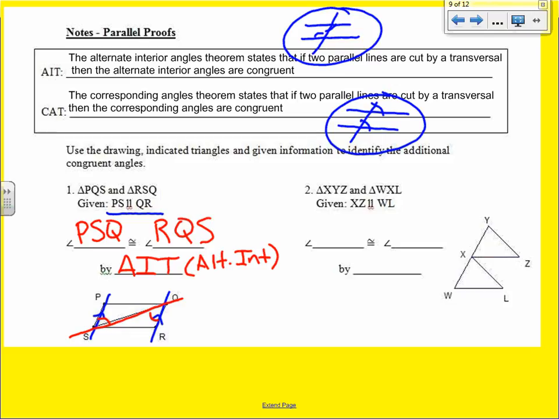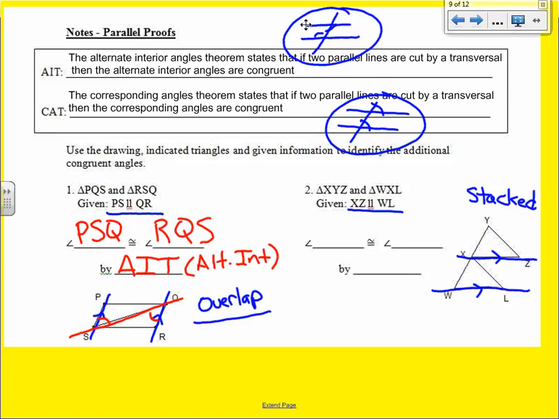Okay, so now as you're looking at the second one, the picture's a little bit different. Notice how in number 1 there was some overlap between these two triangles. For number 2, they're stacked or on top of one another. But we always start with our given. We have the two triangles to the right, and again, we have a couple parallel pieces of information. You have XZ and WL that you know are parallel, not congruent, but parallel.